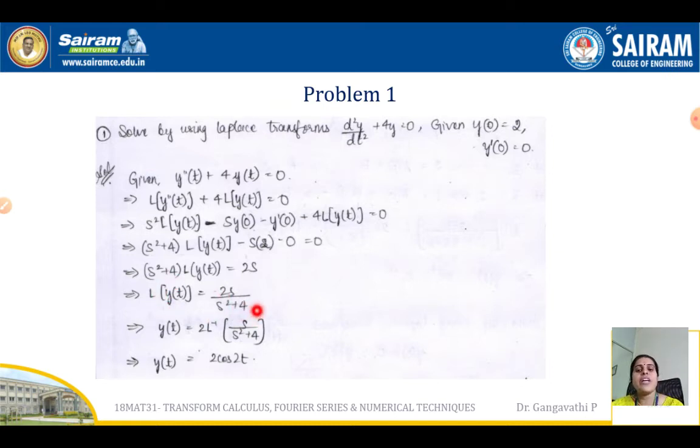So the differential equation has been changed to an ordinary equation. And now transfer this L also towards the other side. So it becomes 2 L inverse of s by s square plus 4. Once we arrive at this step, you have to use a suitable method to solve further and get the solution. Here s by s square plus 4 is a standard function, nothing but Laplace transform of cos 2t. So straight away L inverse of this can be written as cos 2t.